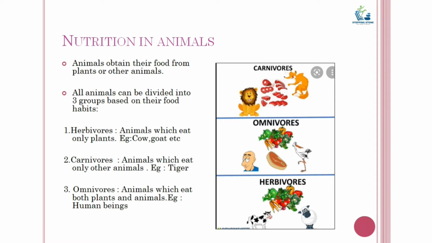Animals which eat only plants are called herbivores, like cow, goat, etc. Carnivores are those animals which eat only other animals, while omnivores are those animals which eat both plants and animals. So we human beings are omnivores, right?